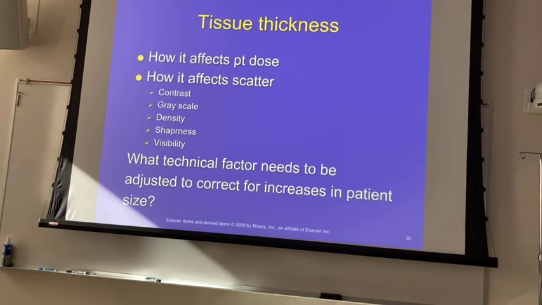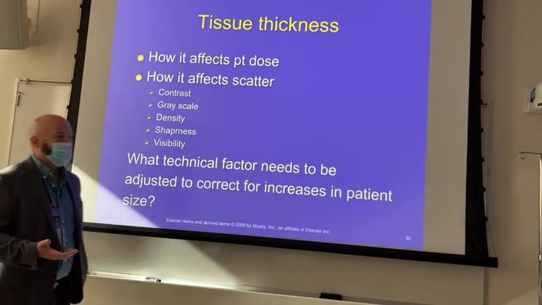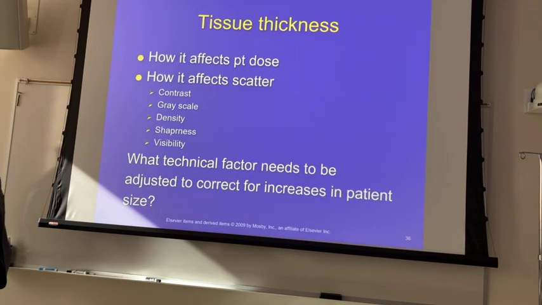All right, so as tissue thickness goes up, patient dose is going to go up. The scatter radiation increases, so contrast decreases, grayscale increases. Density, again, we're going to assume that the density is adequate, so the presence of scatter just adds to that density. It is a portion of that density, so it's kind of a wash. It doesn't really do anything.